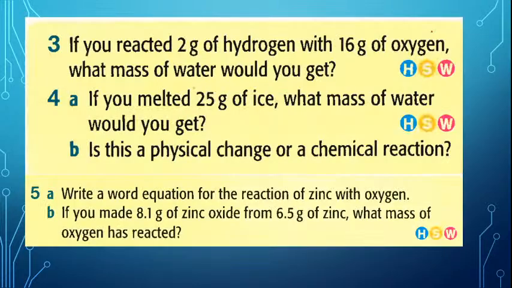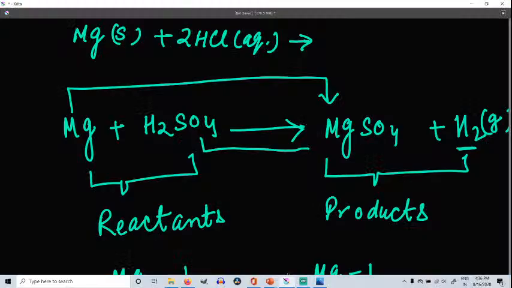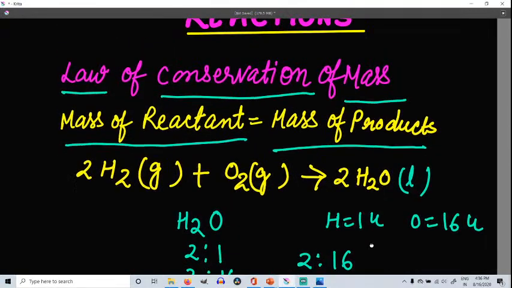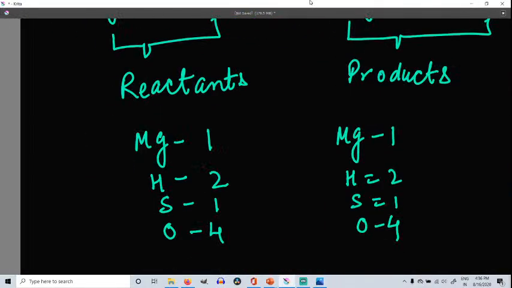Okay, so let's do some numericals from your book also. If you have reacted 2 gram of hydrogen with 16 gram of oxygen, what mass of water would you get? Very simple reaction. We can solve it here only. If you take hydrogen plus oxygen, just wait, let me go there. Okay, I will write here for you. Don't worry.